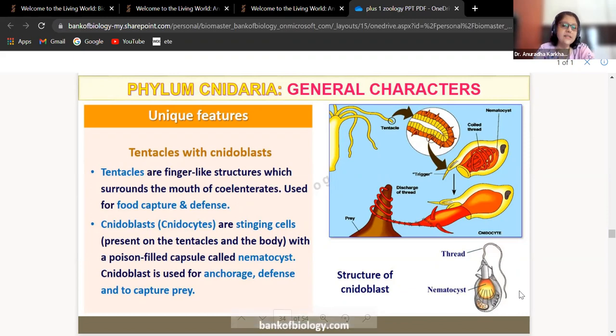Any difficulty in understanding Cnidaria? The special characteristics, unique features, did they all make sense to all of you? Okay?